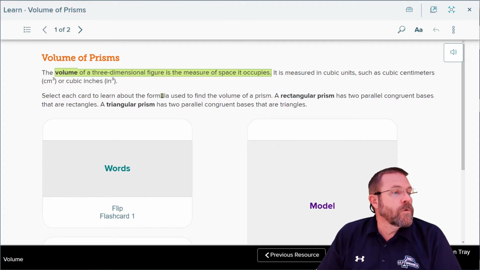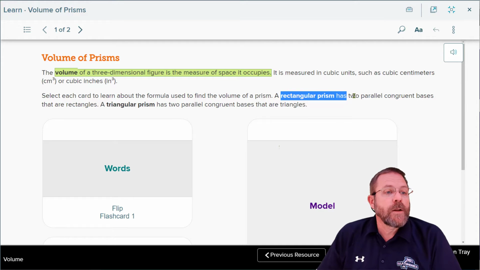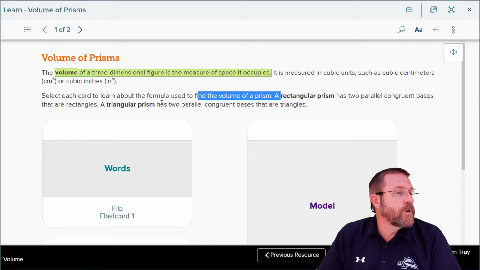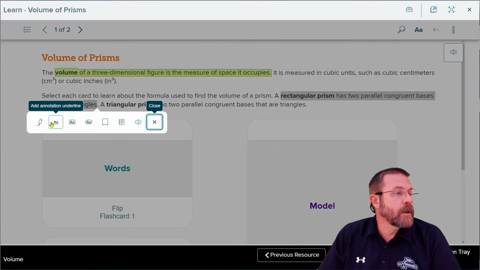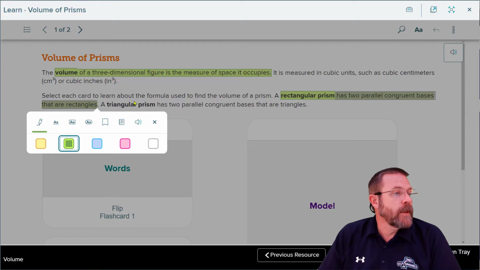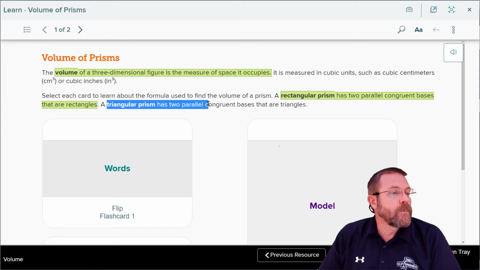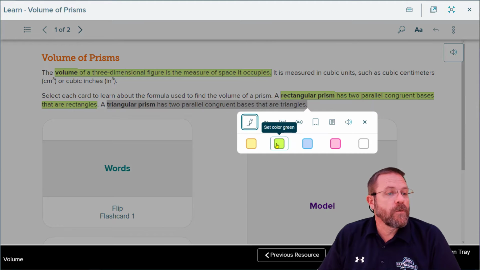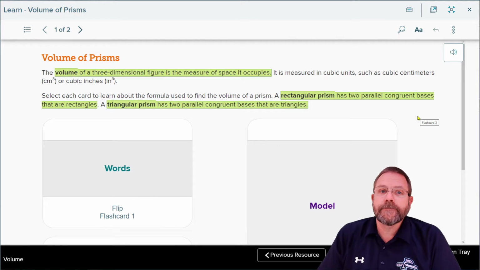Select a card to learn about the formula you can use to find the volume of a prism. And we do need to understand a rectangular prism has two parallel and congruent bases that are going to be rectangles. Go ahead and define that. And then a triangular prism has two parallel and congruent bases that are going to be triangles. Go ahead and define that.